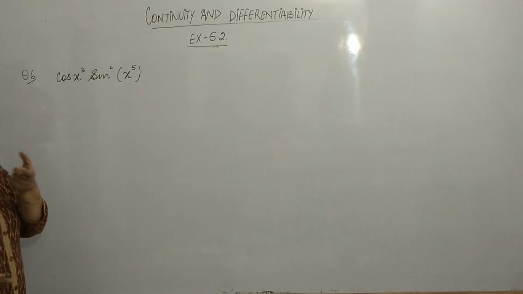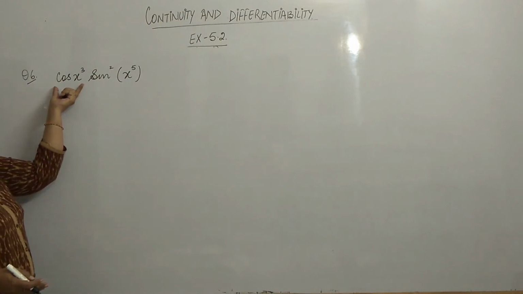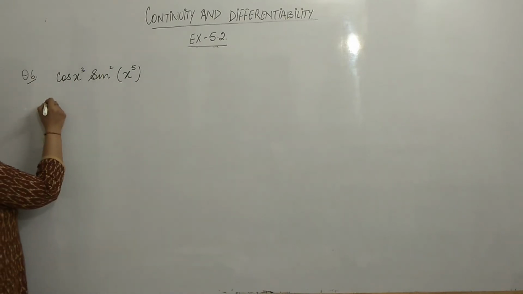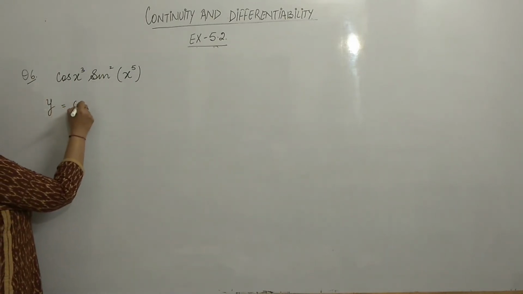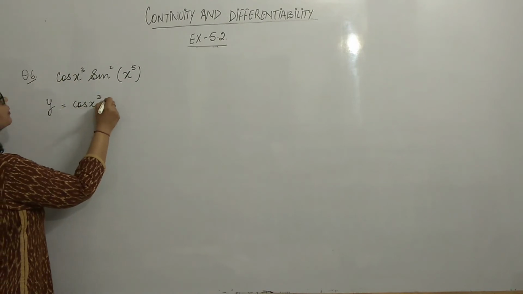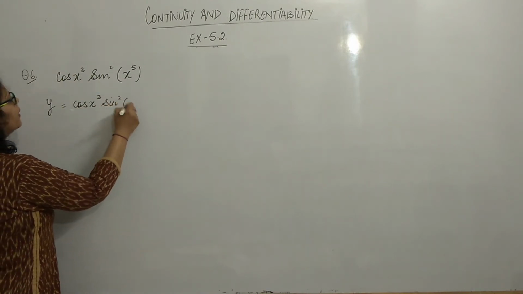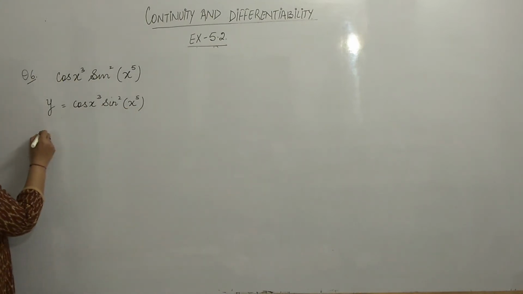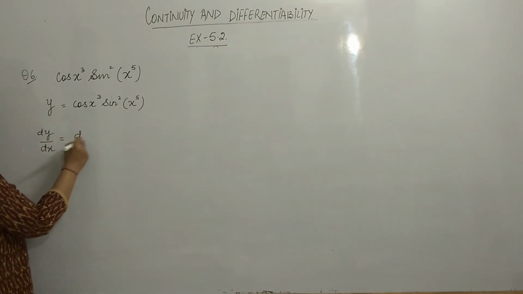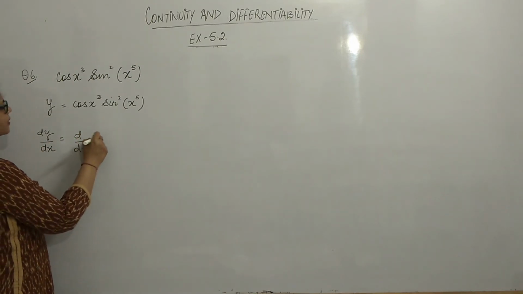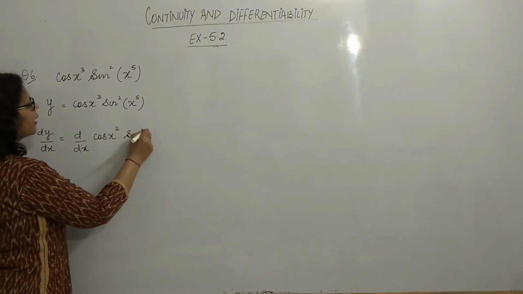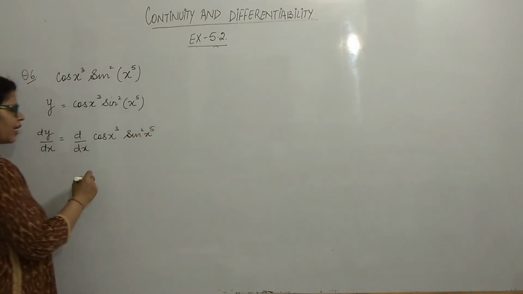Question number 6, a little bit complicated. Two functions multiplied together, cos x cube into sin square x to the power 5. Y is equal to cos x cube sin square x to the power 5. Product of two functions, dy by dx, differentiating both the sides, apply the operator d by dx, cos x cube sin square x to the power 5. Try to understand.